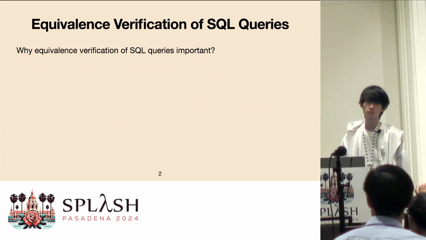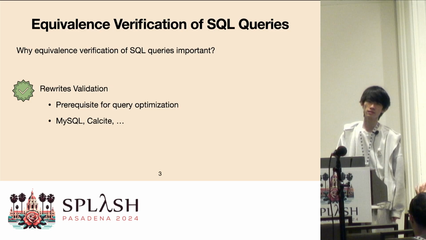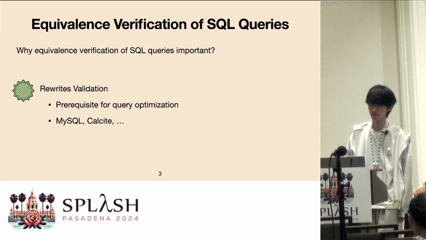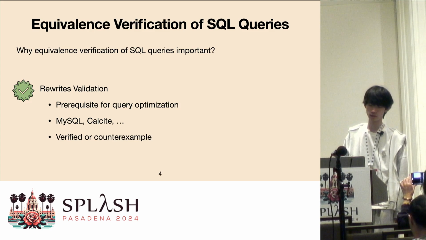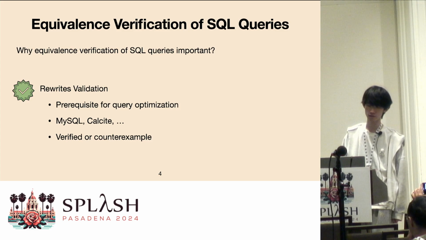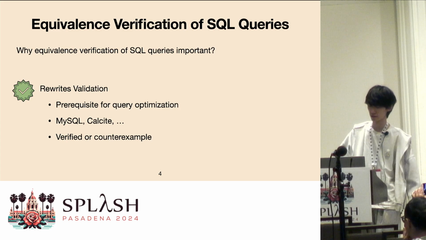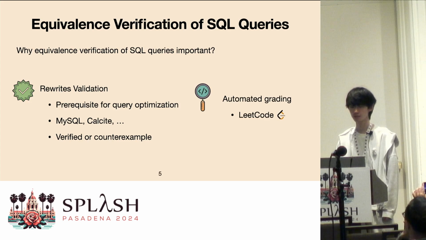Let's begin by discussing why the task of checking equivalence for SQL queries is important in today's data-driven world. Database management systems and frameworks like MySQL and Calcite often rely on rewriting to optimize a slow query to a faster one. And we want to ensure that the rewritten query is semantically equivalent to the original one with formal guarantees. And in case of non-equivalence, we want to provide a counterexample to help the developer fix the incorrect rewrite. Checking equivalence is also useful for automated grading, such as LeetCode.